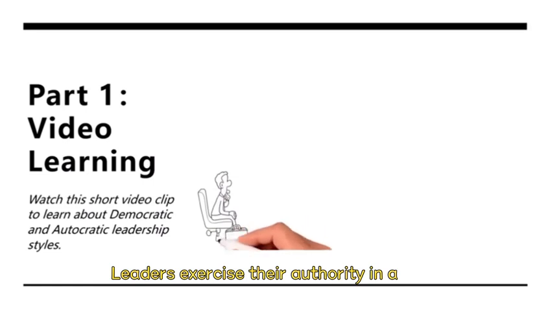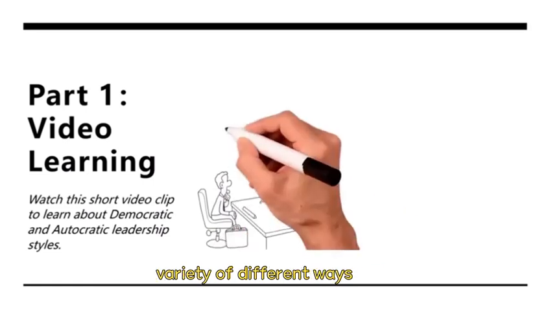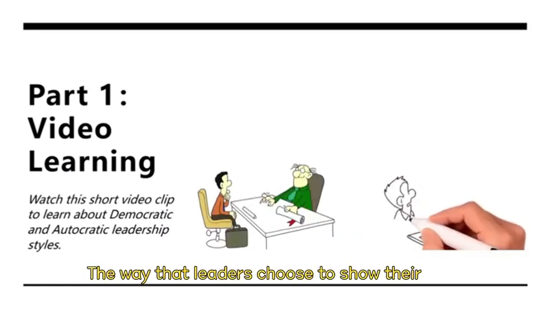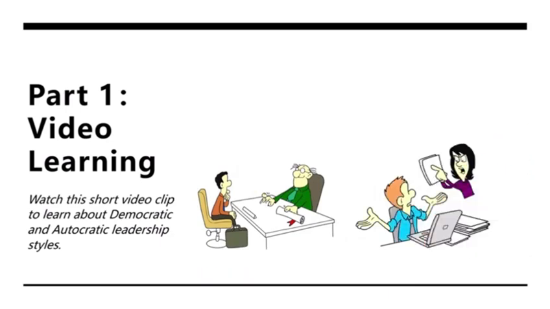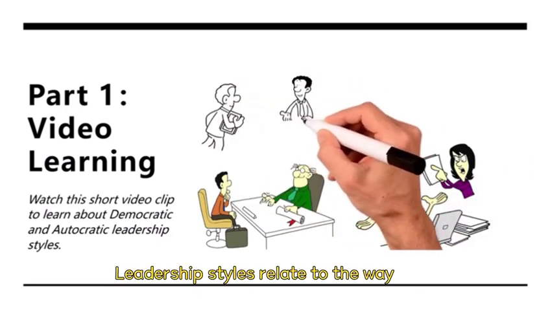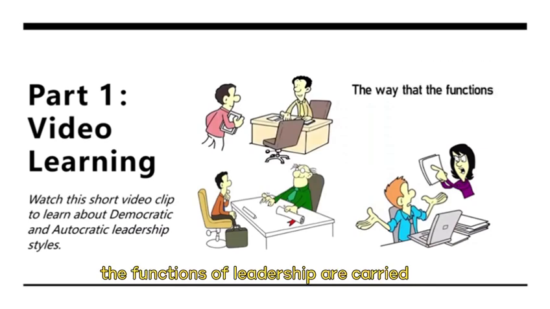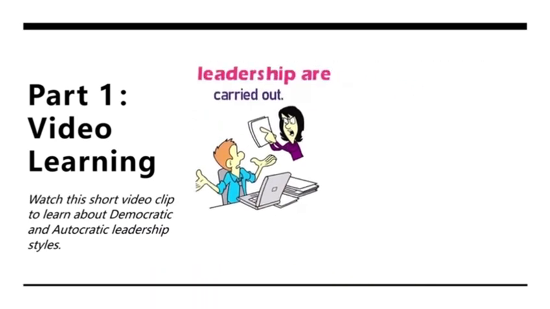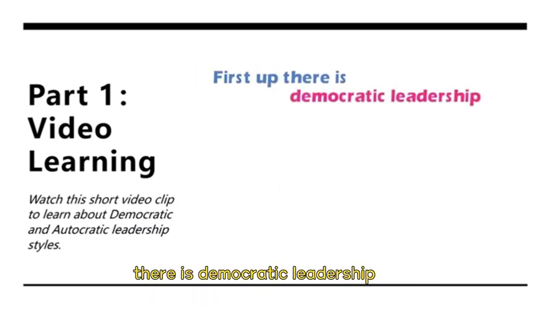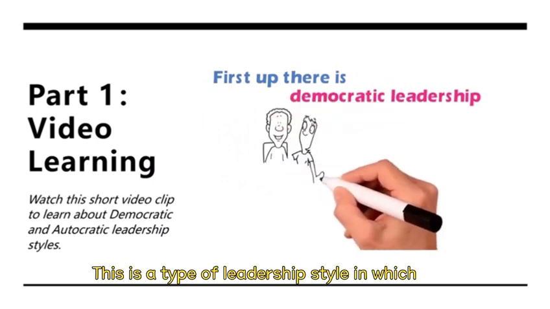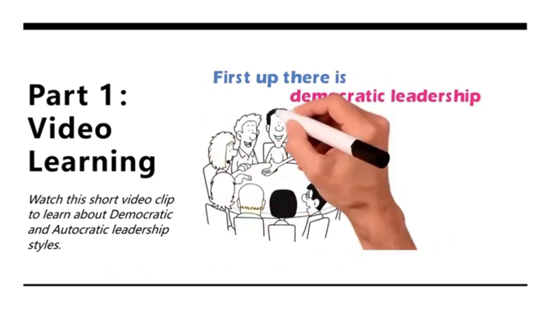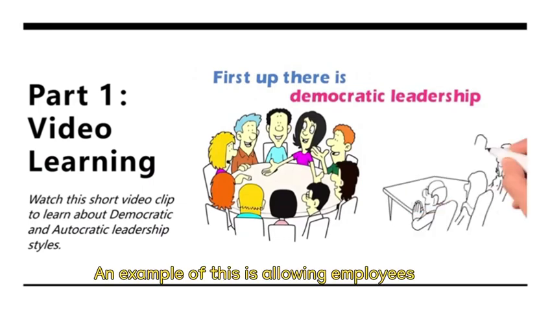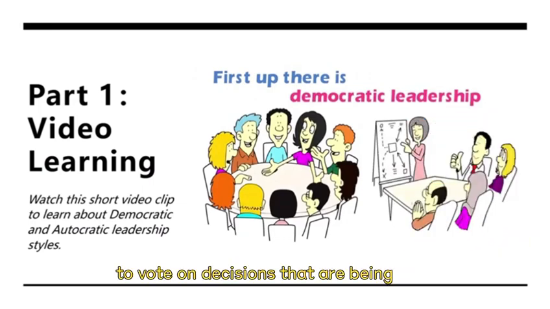Leaders exercise their authority in a variety of different ways. The way that leaders choose to show their power and authority is described as a leadership style. Leadership styles relate to the way that a leader behaves and the way that the functions of leadership are carried out. First up, there is democratic leadership. This is a type of leadership style in which members of the group are involved in the decision-making process. An example of this is allowing employees to vote on decisions that are being made.